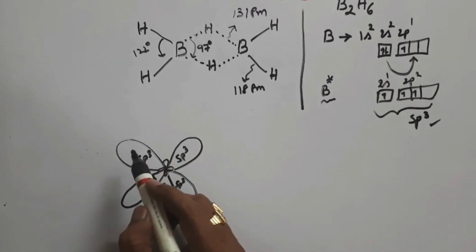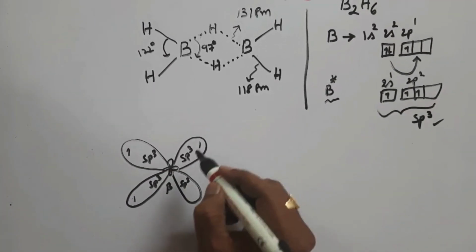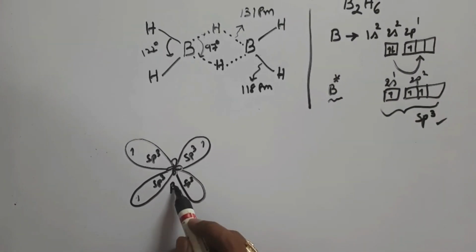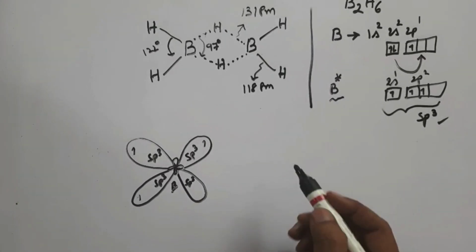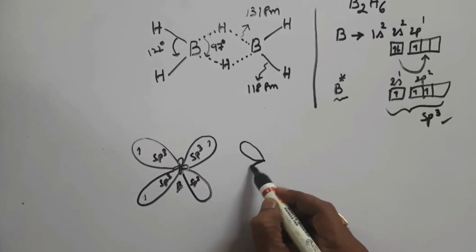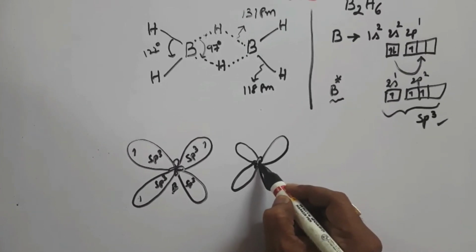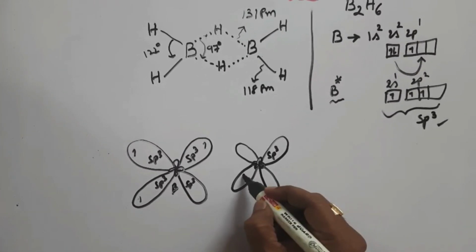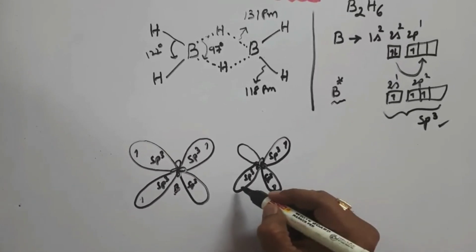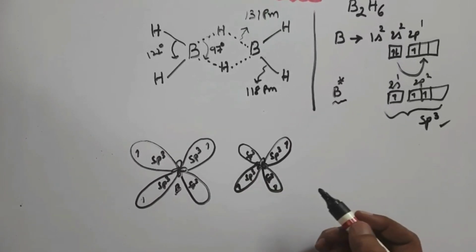And out of these 4 orbitals, 3 sp3 hybrid orbitals are having 1 electron each like this, and 1 sp3 hybrid orbital is empty. Now the same scenario is observed on the other boron also. So on the other boron also we have 4 sp3 hybrid orbitals formed like this, and 3 of them are having 1 electron each, and 1 is empty.